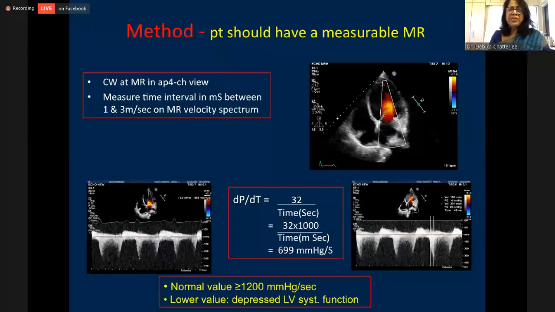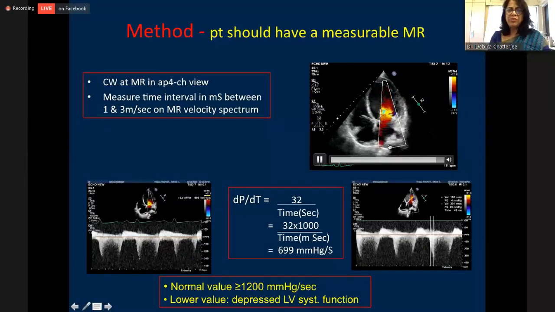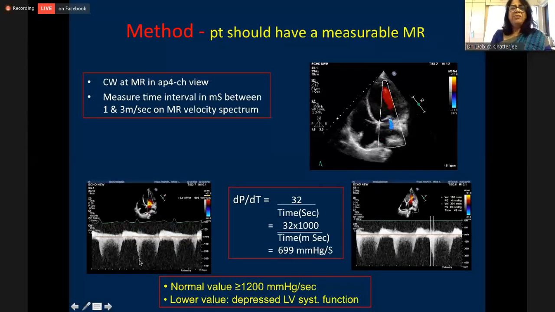So to measure it, we should have a measurable mitral regurgitation. We do the CW Doppler of the MR from the apical four-chamber view and measure the time interval in milliseconds between 1 to 3 meters per second.